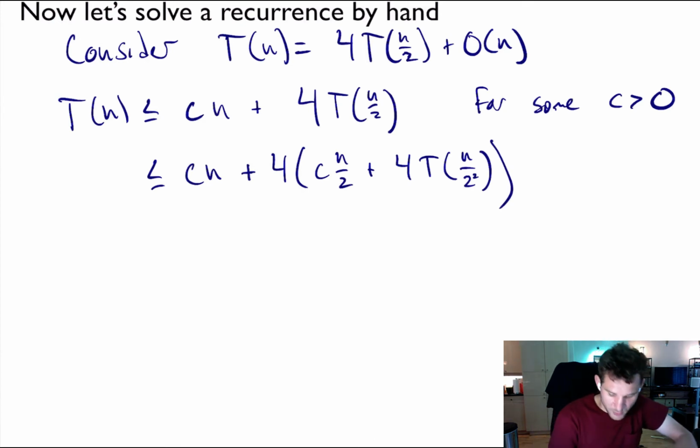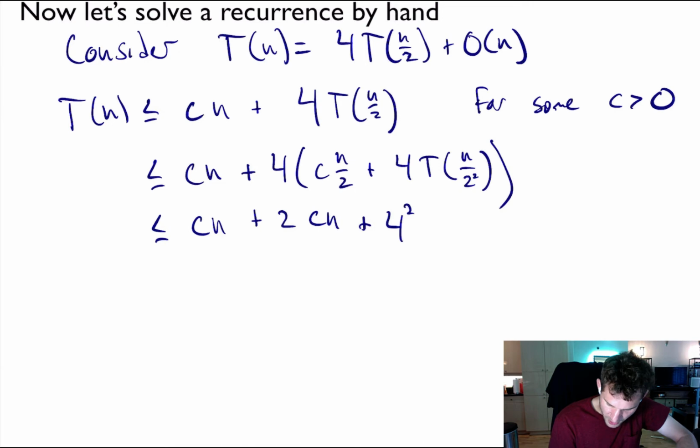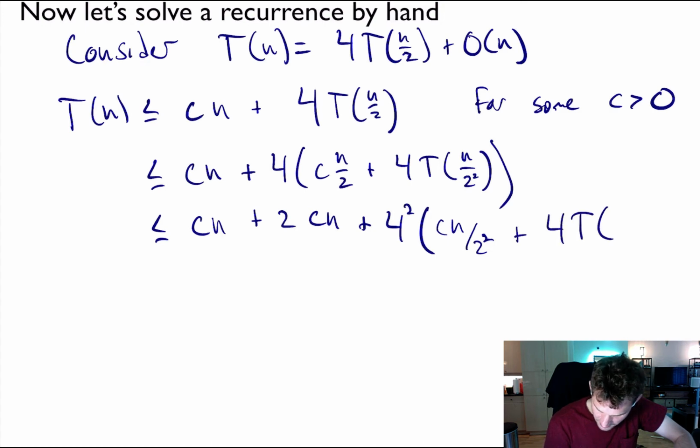Okay, let's keep expanding and organize some of our terms. I'm going to write this as Cn plus 2Cn. That was from the 4 and the divided by 2. Plus 4 squared. And now I'm going to expand this out further. This is now Cn over 2 squared plus 4 times t of n over 2 cubed, right? We get another factor of a half there.